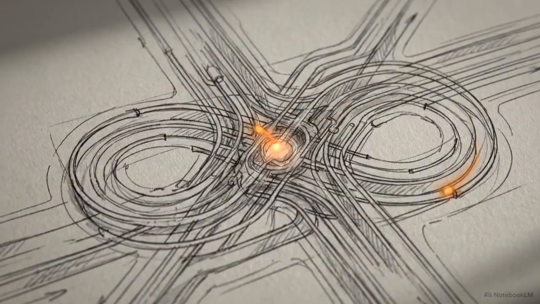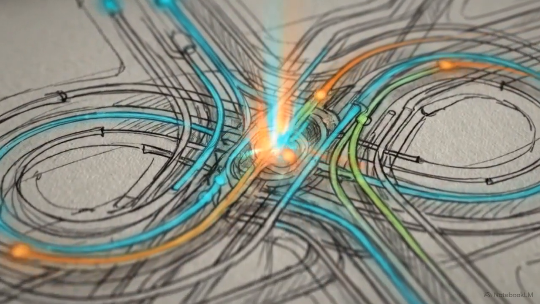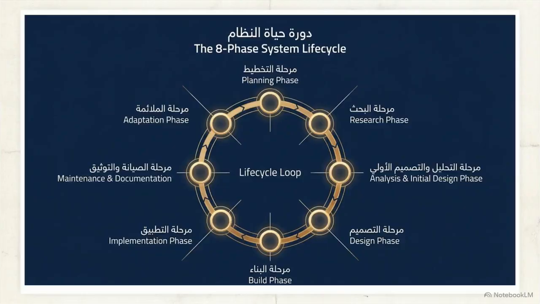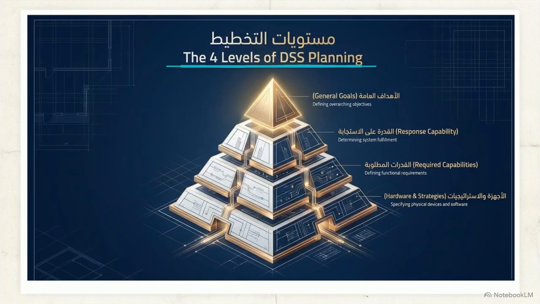Once that modular backend is in place, the static framework spins into motion, driven by a highly specific procedural engine. This diagram illustrates that engine, the 8-phase system lifecycle. It forms a continuous circular track rather than a straight path to a finish line. Every rotation of this cycle begins with the planning phase. As this pyramid illustrates, planning cascades downward.